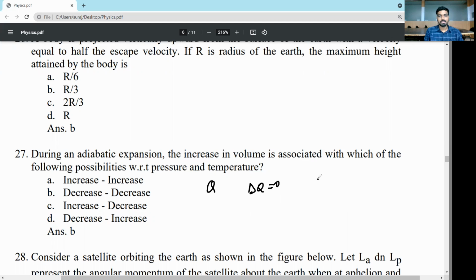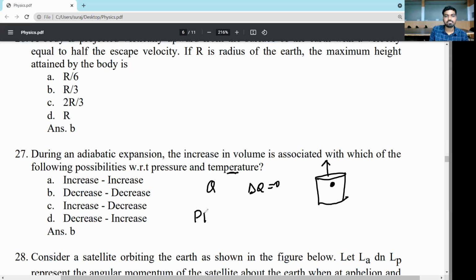Okay, let's say there's a system. Here I'm not providing any heat and I am increasing the volume. So what will happen? Pressure will decrease, because the volume is much higher now. Temperature will also decrease. Why will temperature decrease? Because the net kinetic energy of the gas molecules will decrease now. Volume has increased, so net kinetic energy will decrease, and so temperature will further decrease.